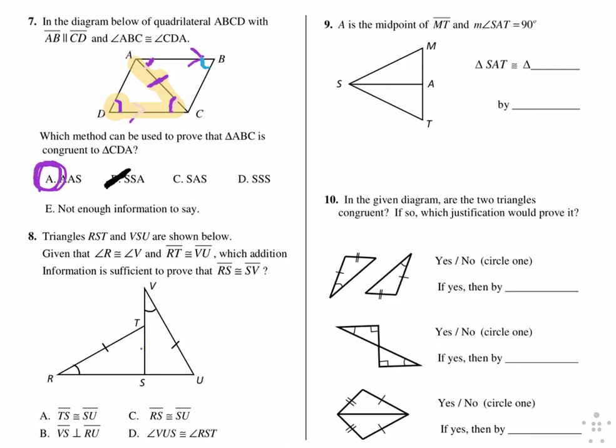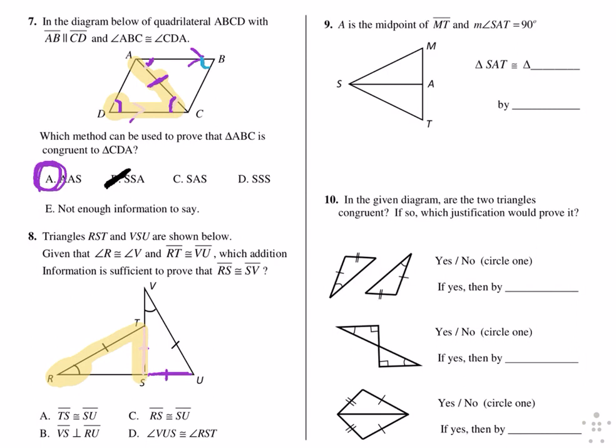TS is congruent to SU. That would be right here. So we're saying that this side right here would be congruent to this side. And when you're first looking at it, that looks like it could be a good answer choice. However, the reason why that doesn't work is because if we look at the information that's given, we have an angle, and then a side, and then another side.